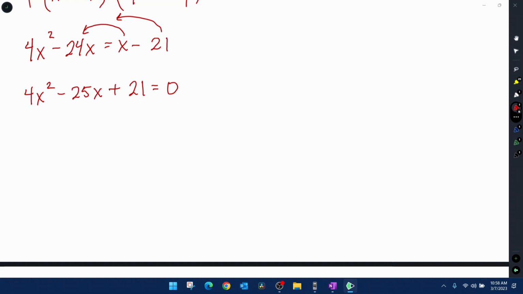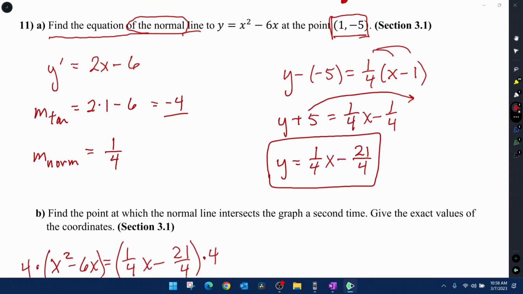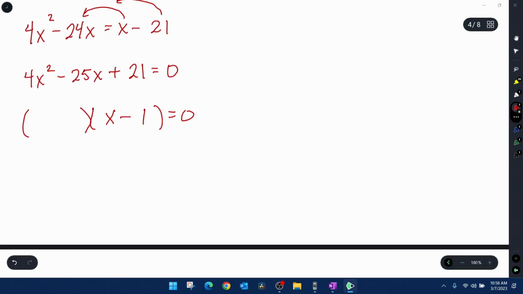I think it's probably going to factor, and I'd like to show you a little secret. I mean, we know that this is one of the places that it intersects, right? When x is 1. And so what would that be as a factor? It would be x minus 1 as a factor, because if you set that equal to 0 and solve, you get 1. Do y'all see how I can use that knowledge to get one of my factors?